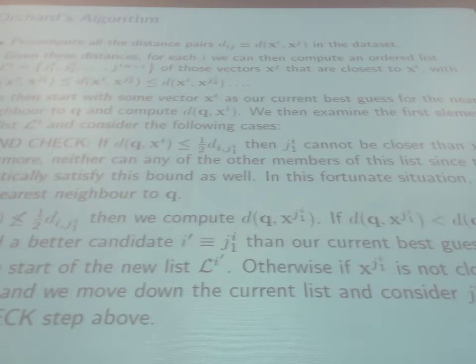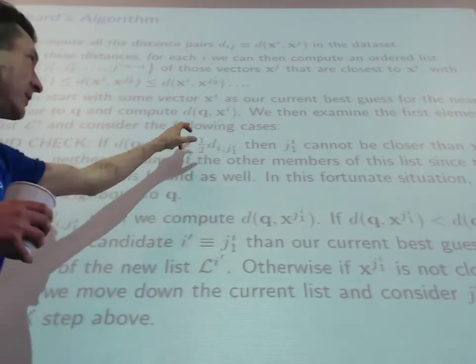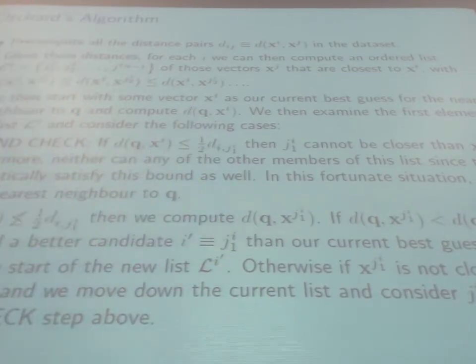Okay, so for every training data point, you've got a corresponding n minus 1 list. N is the number of points in the training set. So what do you do? First of all, you guess a vector xi as your potential nearest neighbor, and you compute this distance dq between q and xi.